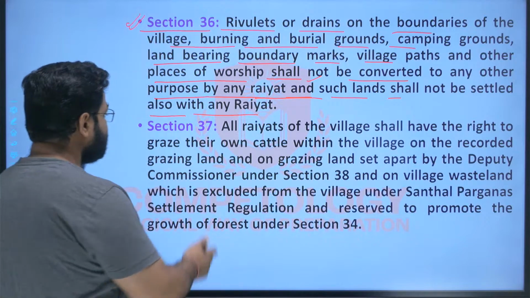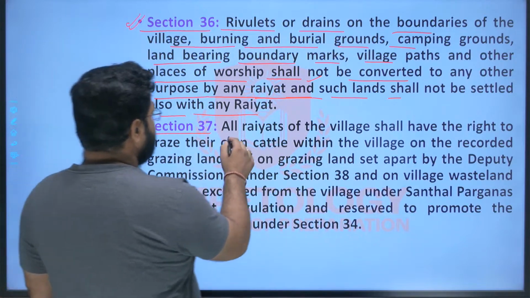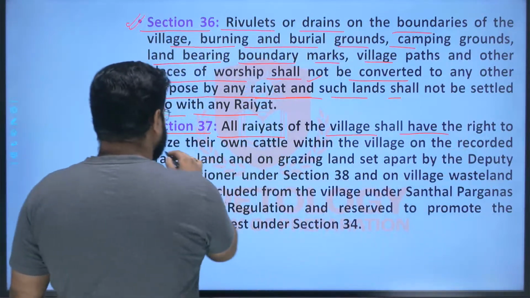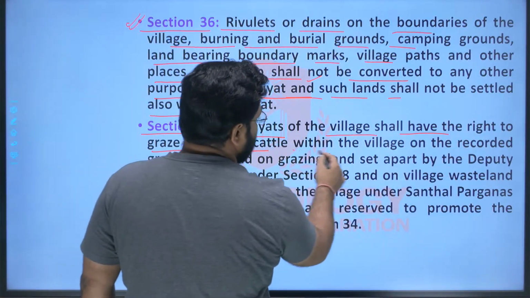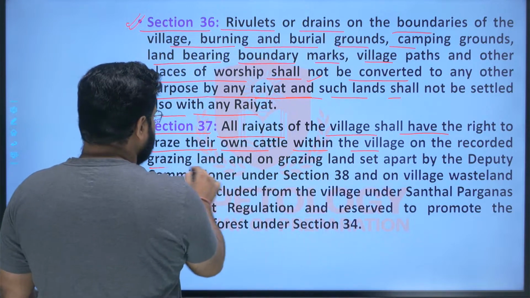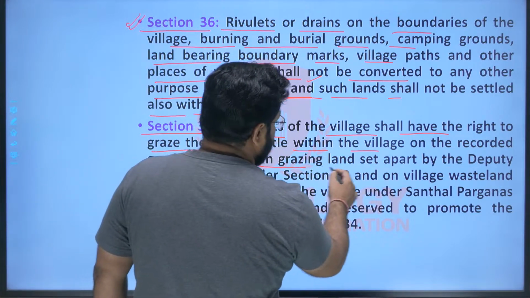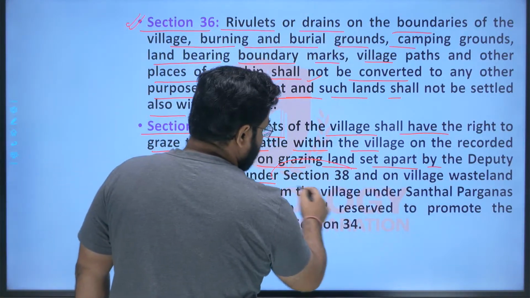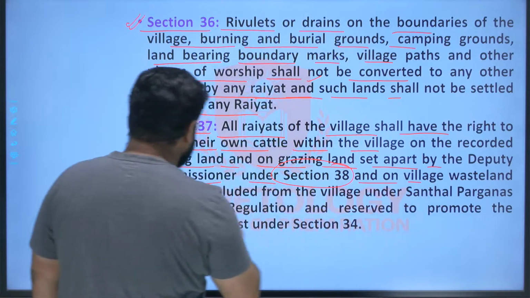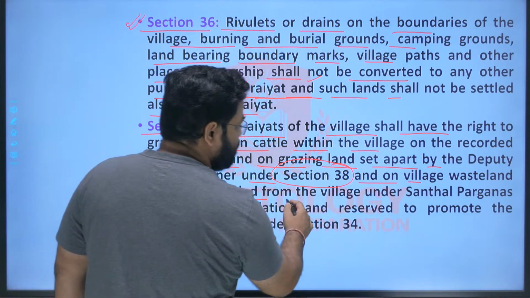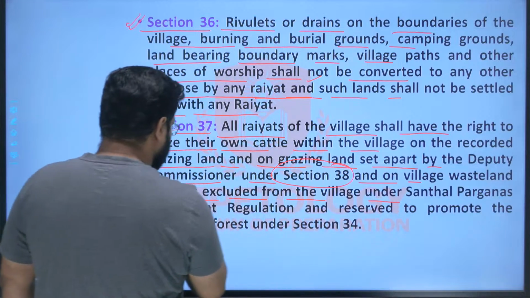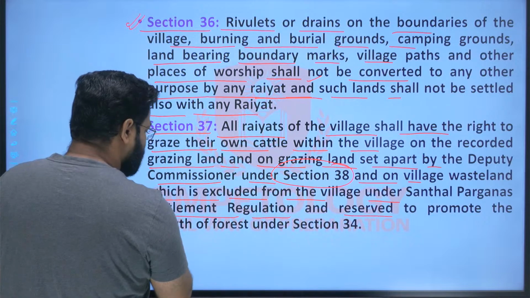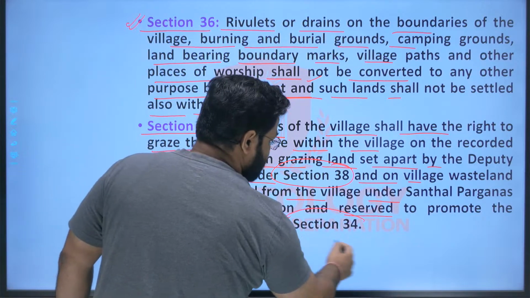Next, section 37, it says that all the Rayyats of the village shall have the right to graze their own cattle within the village on the recorded grazing land, on grazing land set apart by the deputy commissioner under section 38, and on the village wasteland which is excluded from the village under the Santhal Pargana Settlement Regulation and reserved to promote the growth of the forest under section 34.